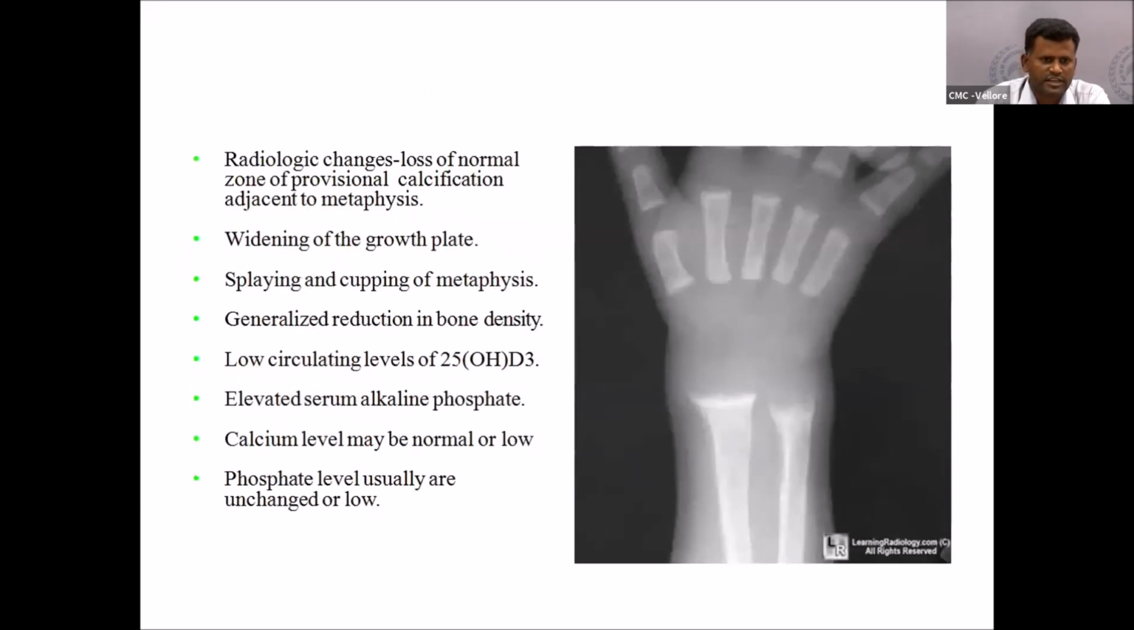Radiologically, yes, there will be a widening of the growth plate, and there is cupping and fraying of the metaphyseal ends, and also generalized reduction in bone density can be there. So investigation-wise, there will be a low vitamin D3 level and elevated serum alkaline phosphatase level. Calcium level may be normal or low, and the phosphate is also usually normal to low.